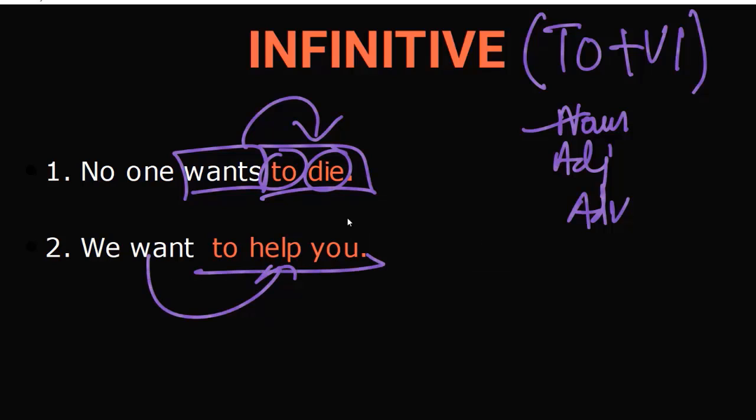We want what? What do you want? To help you. This is what we want to help you, right? Particle, base form of verb, the object of the infinitive. To help, help whom? You. We want to help you. So it can also be an infinitive or an infinitive phrase.